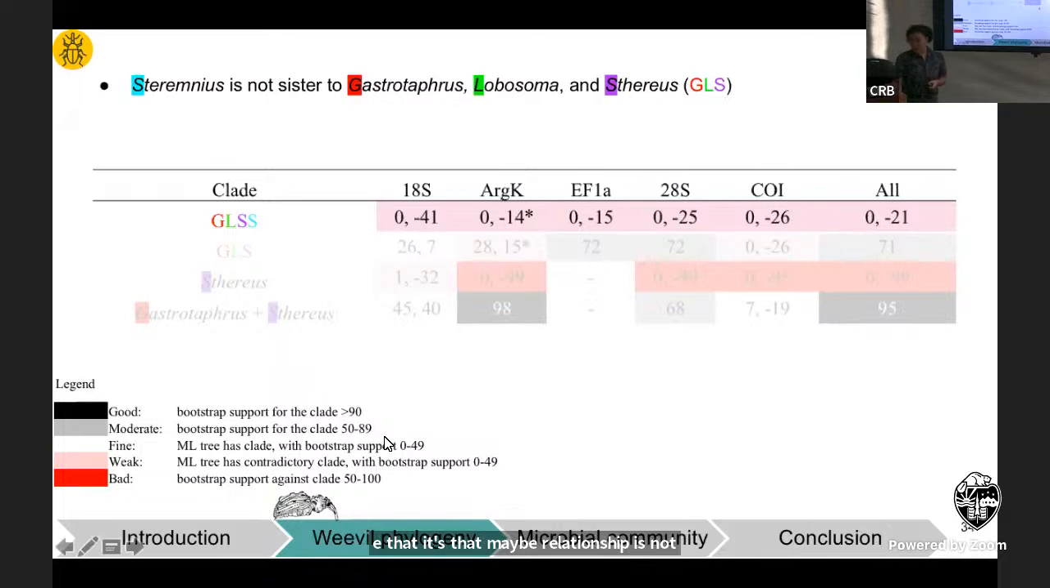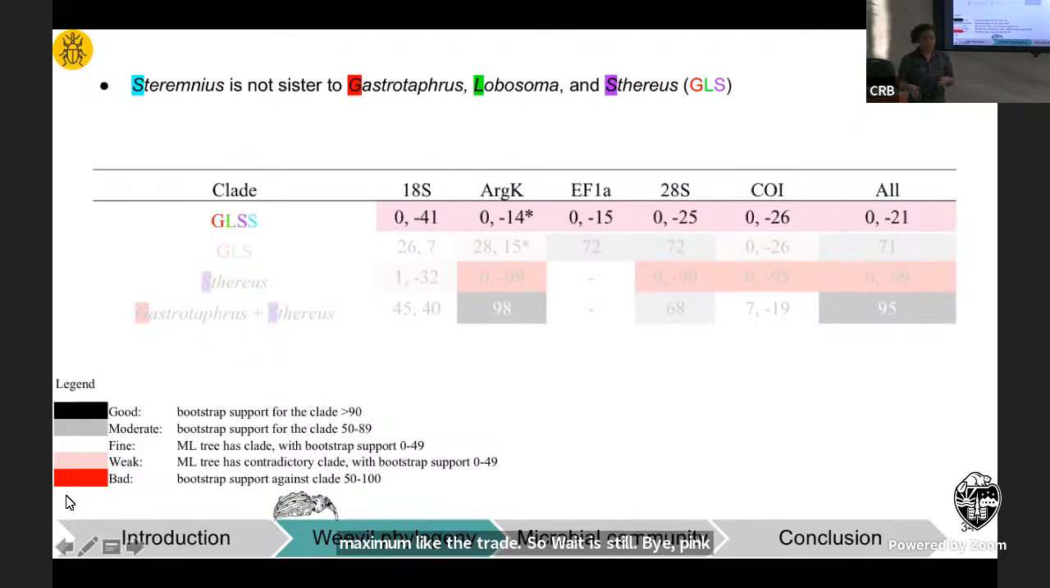And I use color coding. Black indicates that it's good, there's really high bootstrap support, 90 or above. Gray is moderate, between 50 and 90. White is okay support, between 0 and 50, but importantly, the clade is in the maximum likelihood tree. Lack of bootstrap support doesn't necessarily mean that the clade isn't in the maximum likelihood tree. So white is still fine.